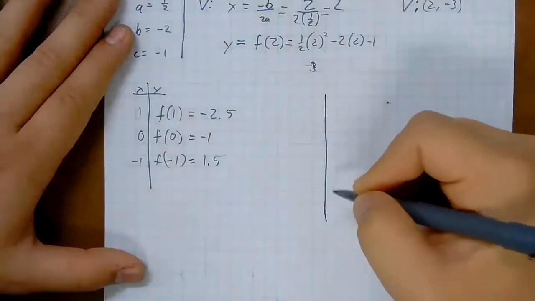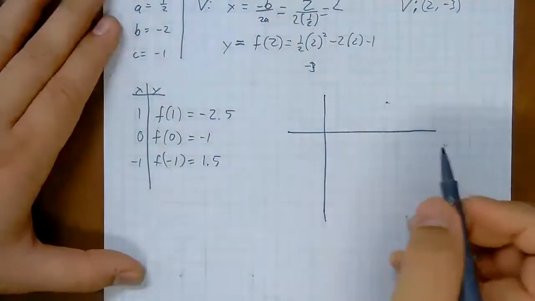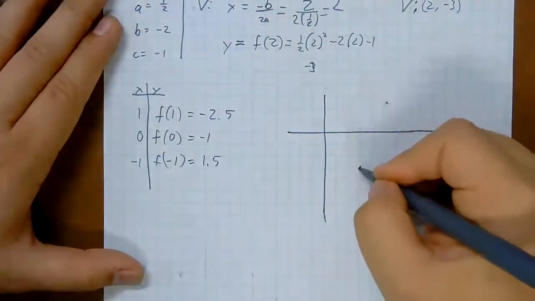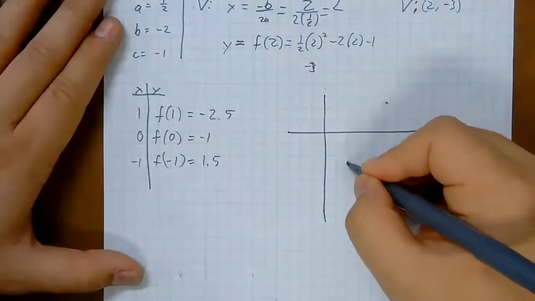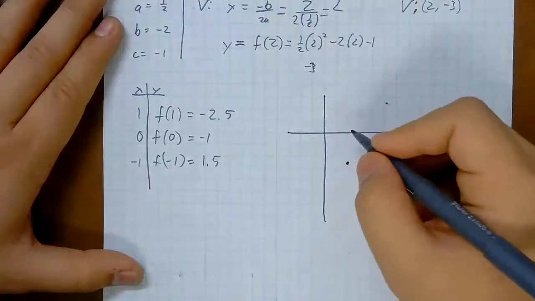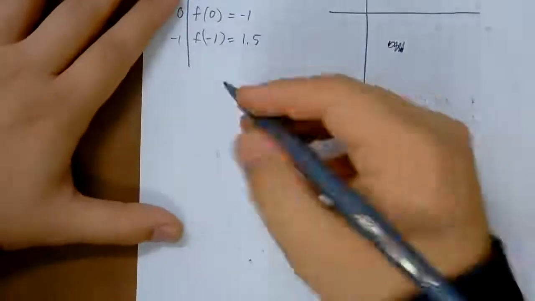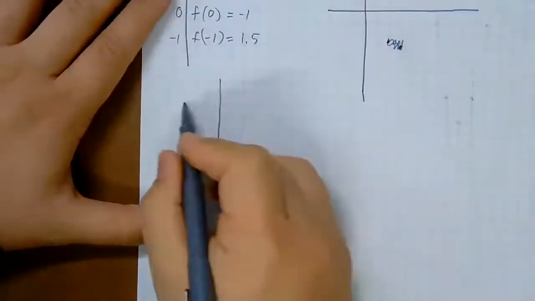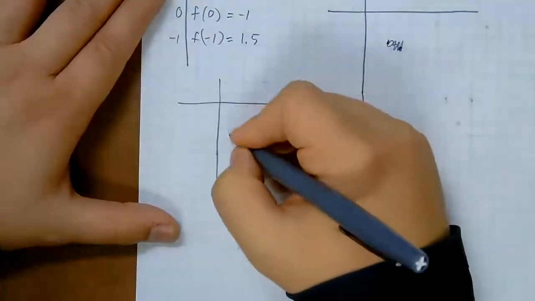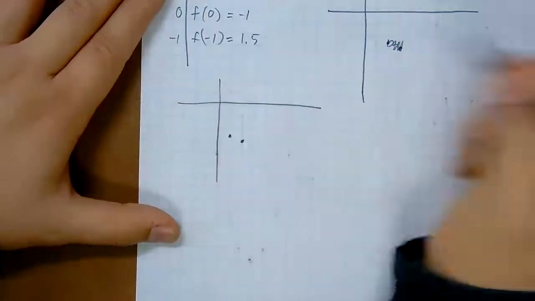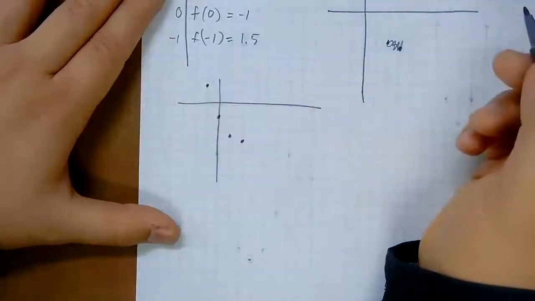And this is what we can do together. Okay, with the point 2, negative 3, 1, negative 2.5. Man, I messed up, guys. I've been struggling with graphing today. 2, negative 3; 1, negative 2.5; 0, negative 1; negative 1, 1.5.